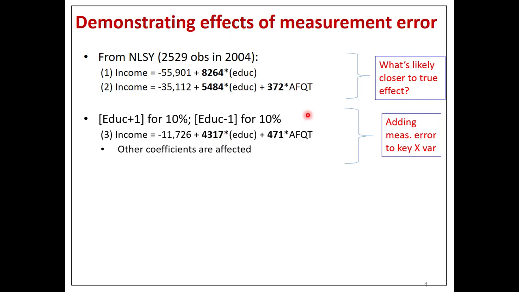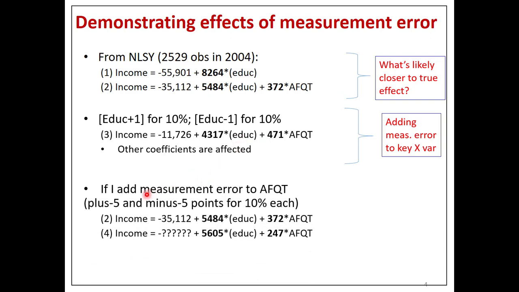Okay, and what's also interesting here is that the AFQT score is now getting credit for some of the years of schooling effect because we're not measuring years of schooling very well. That estimate is coming down here. This one is going up, probably because these two variables are positively related.